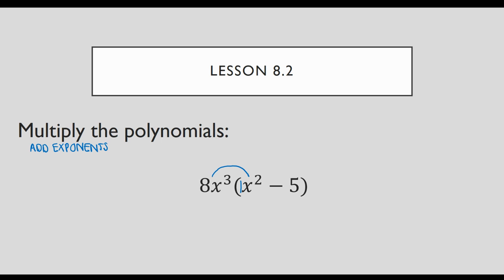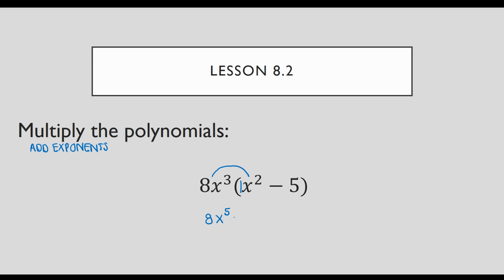So I'm going to distribute. 8 gets multiplied by 1. So 8 times 1 will stay 8. Because there is an x to the third on the outside and an x squared on the inside, those x's are the same, so it stays x. But like I just mentioned, we are going to add the exponents. 3 plus 2 is 5.